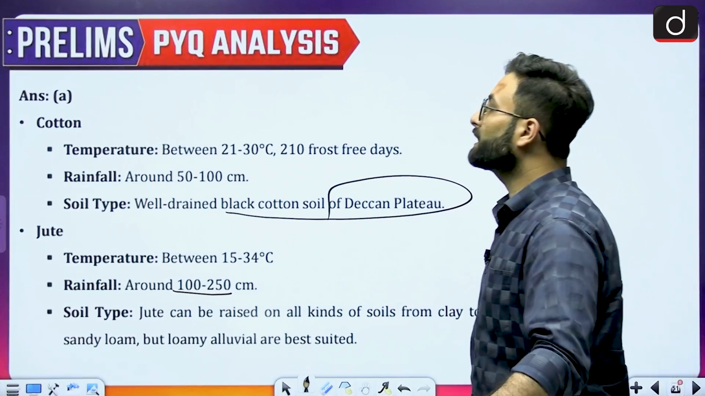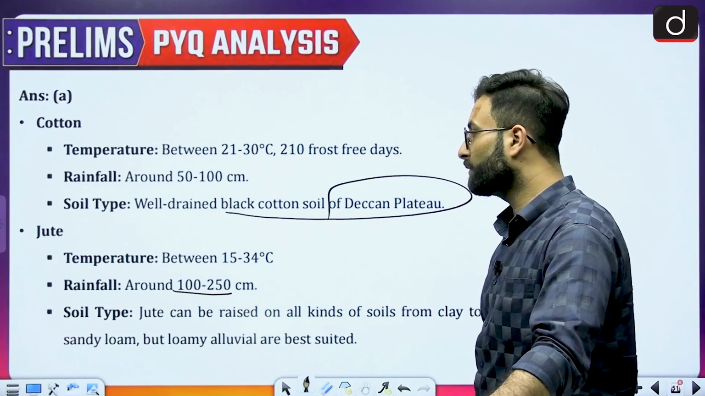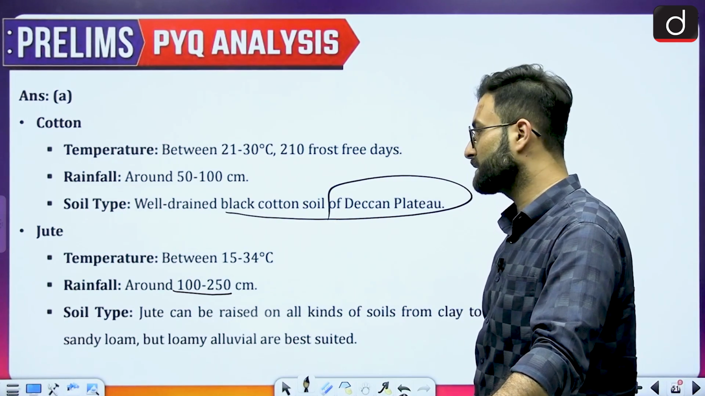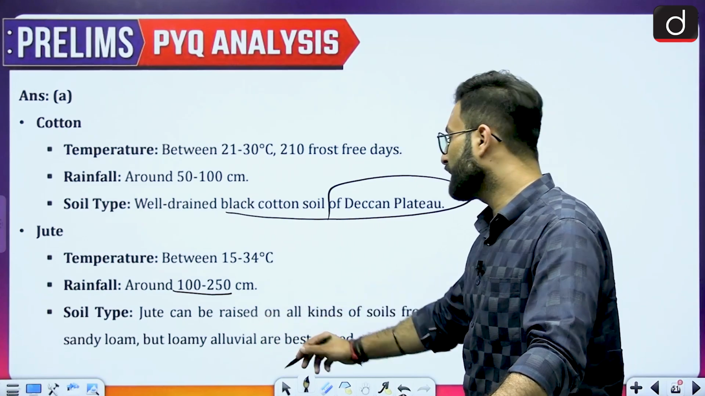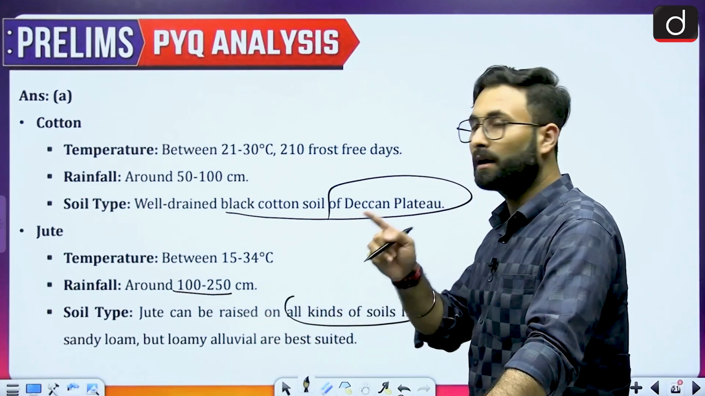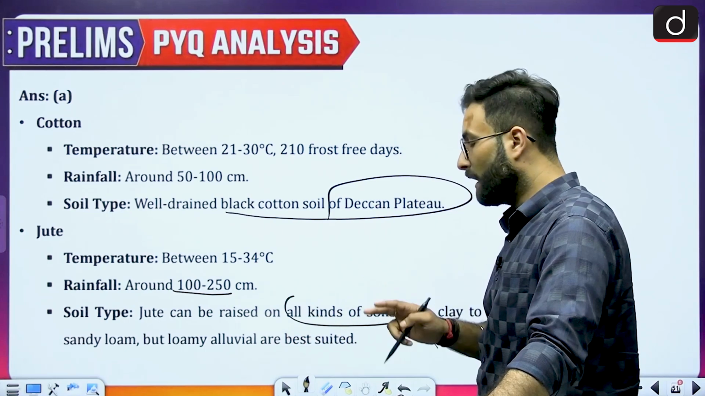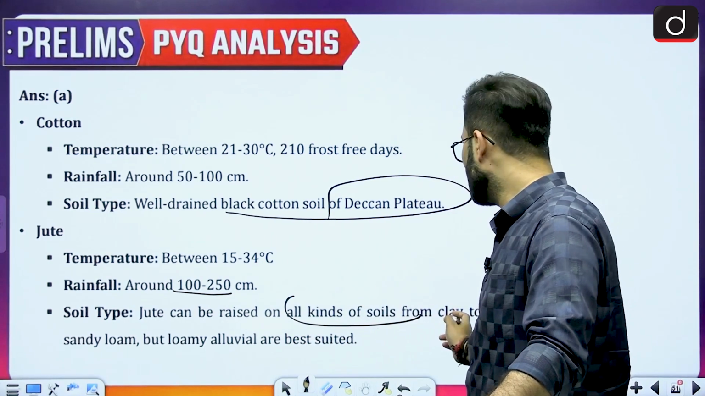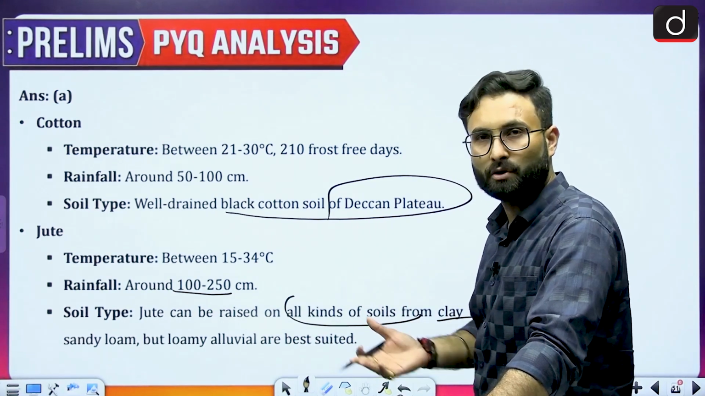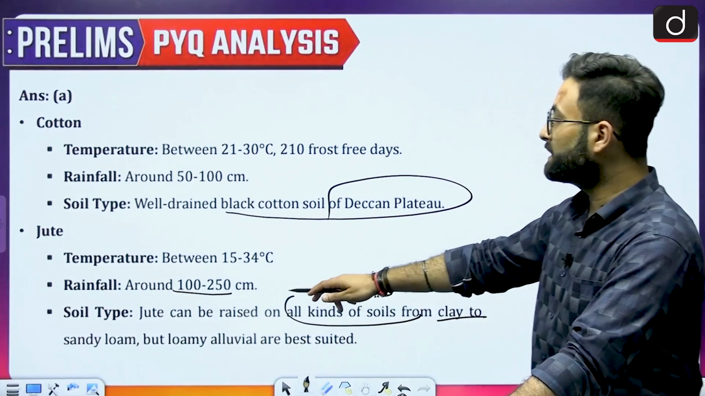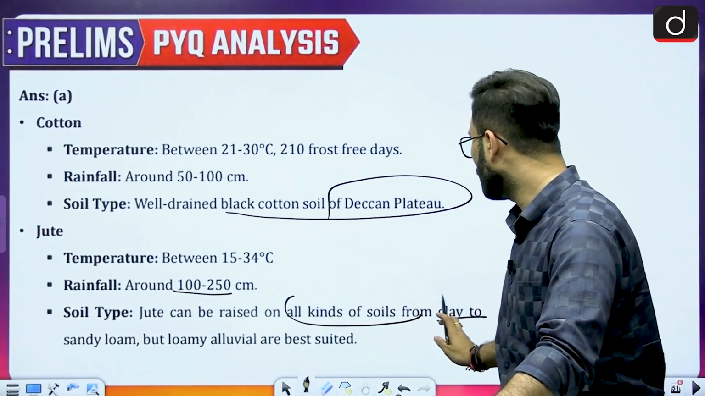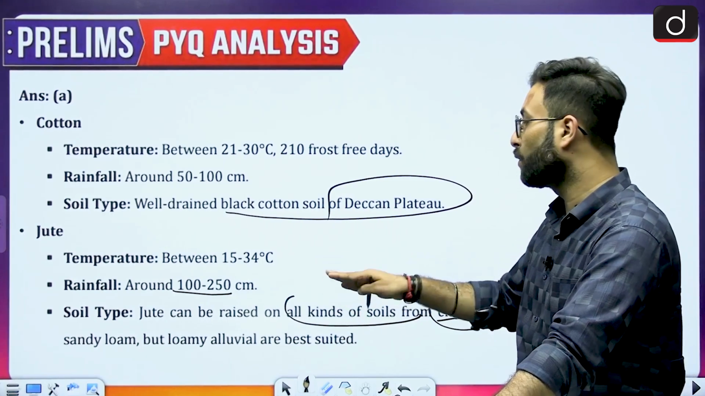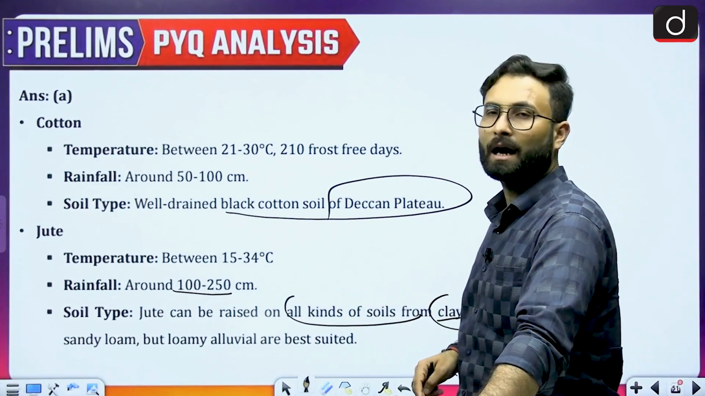Coming to the next one, jute requires a temperature between 15 to 34 degrees Celsius. Soil type, jute can be raised on all kinds of soils, but when we talk about the sandy and loamy soil and the alluvial soil, these are the best fit. So you can see jute can be raised from all kinds of soil, from clay to sandy loams, but the loamy alluvial soils are the best ones.